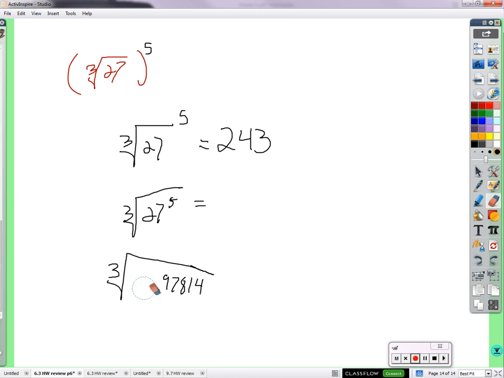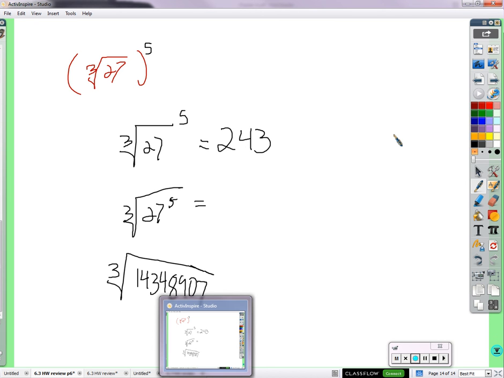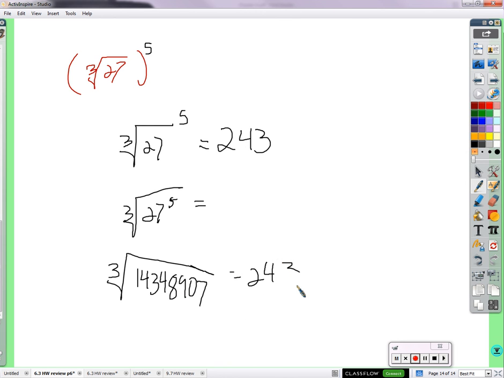1 million. It's half of it. Half of that number? 1 million? No. It's 14,348,907. Okay, so that's the right number. Could the number that multiplies by itself 3 times to give you that number be 243? Yeah, I just did it. Do we agree? 243 times itself 3 times? So it turns out these two are the same.